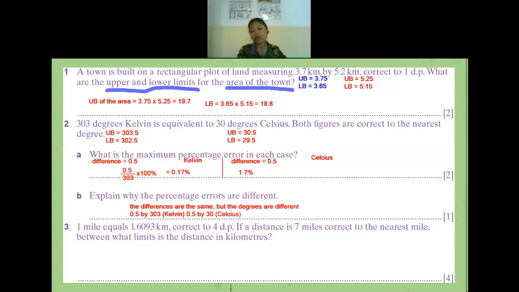1 mile equals 1.6093 kilometers. Teacher, I will copy. Okay. Later, if you do not have enough time to copy, I will send the recording to you so you can open the link and copy it from the link that I give you. Okay, so I'll continue to question 3.